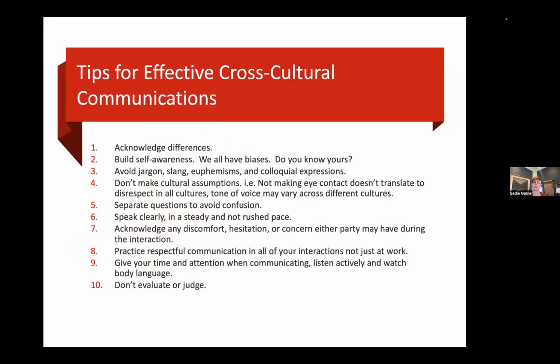So, tips for effective cross-cultural communication. First off, acknowledge your differences. Build self-awareness. We all have biases. Do you know yours? Start talking to your friends and family and colleagues. I think we oftentimes don't want to acknowledge that we have them and that we have blind spots that we're not seeing. I can share with you a personal story.